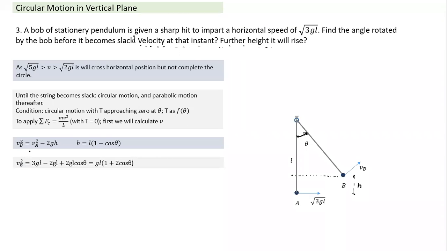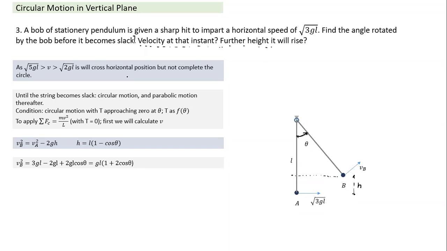So what is VB square? Let's put in those values. VB square is equal to VA square, which is 3gL, minus, in place of h, we multiply this term by 2g and substitute here. It becomes minus 2gL plus 2gL cos theta. If we combine these terms, it becomes gL into (1 plus 2 cos theta), with gL taken out. So this is VB square. We found how velocity varies as a function of theta.